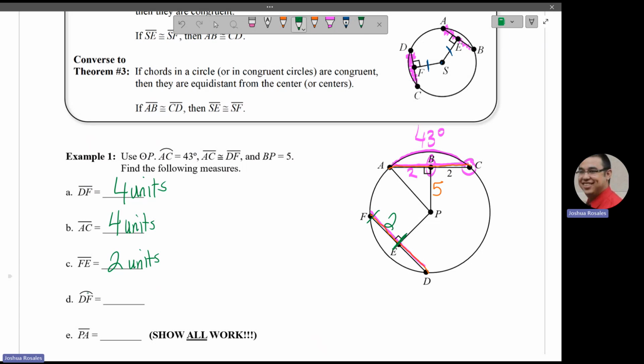Now, remember the rainbow is an arc, right? So they're asking for arc DF. They want to know what this crust is. Well, that mirrors over. That should be 43 degrees.